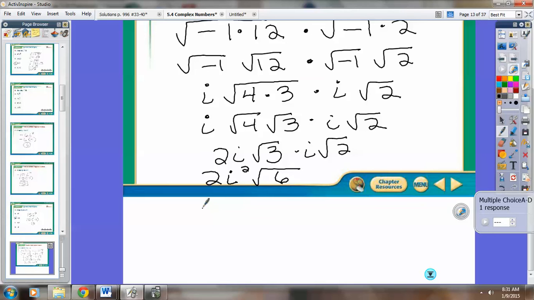Now let's replace i squared. We know i squared is really negative 1. And 2 times negative 1 is negative 2. Negative 2 square root of 6. We would not have gotten that negative 2. We would have gotten 2 square root of 6, but we would not have gotten negative 2 square root of 6 had we multiplied at the very beginning, the negative 12 and negative 2. It's important that you simplify first, and then you can multiply your results.